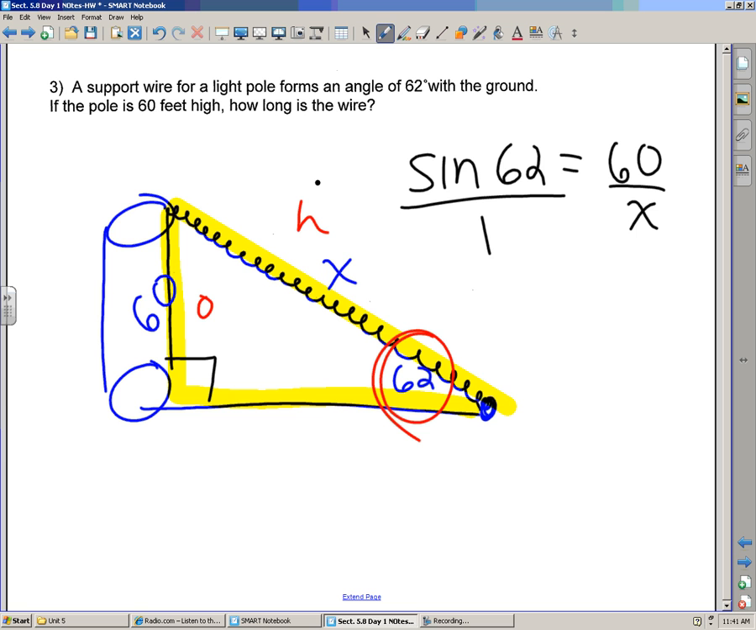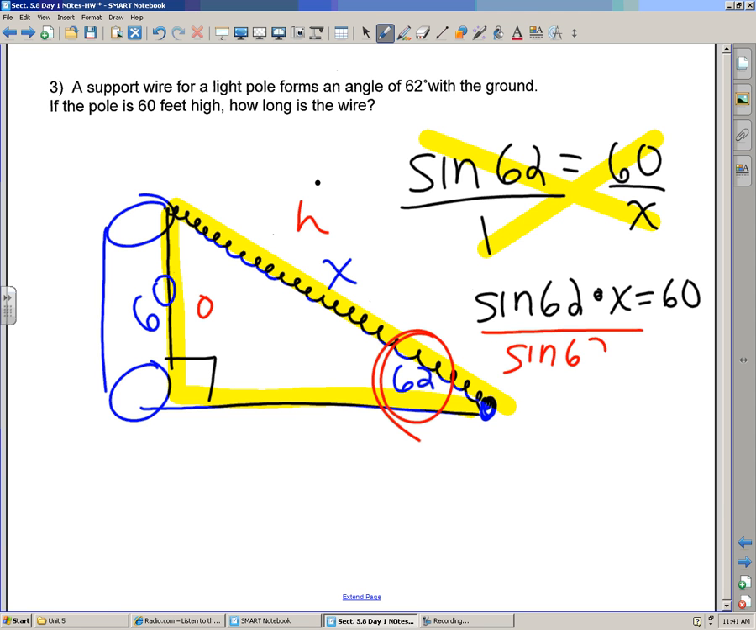Here's where I'm going to do that proportion, because when you cross multiply this one, you do have a little bit more work to do. So this turns into sine of 62 multiplied by x equals 60. The only way to get x all alone is to divide both sides by sine 62. So in the calculator, you do 60 divided by sine 62, and what comes out is 68. Now, nearest tenth means you need that 0.0.